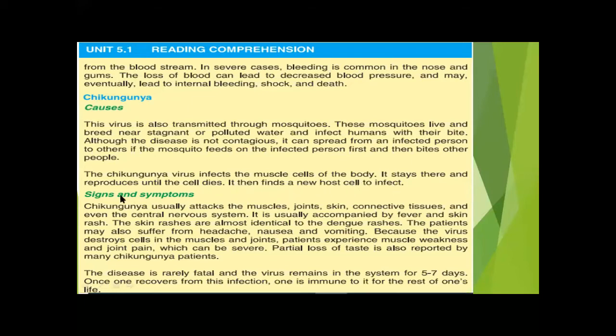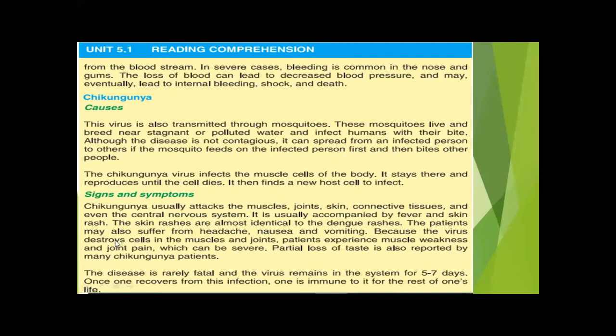Now, signs and symptoms. Chikungunya usually attacks the muscles, joints, skin, connective tissues, and even the central nervous system. It is usually accompanied by fever and skin rash. The skin rashes are almost identical to the dengue rashes. The patient may also suffer from headache, nausea, and vomiting.